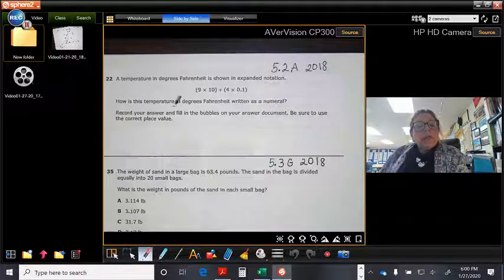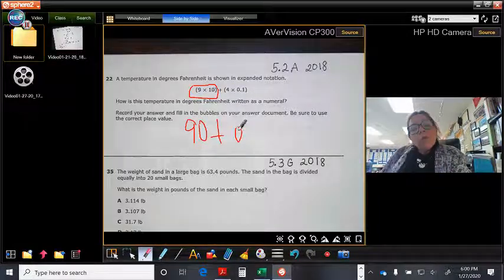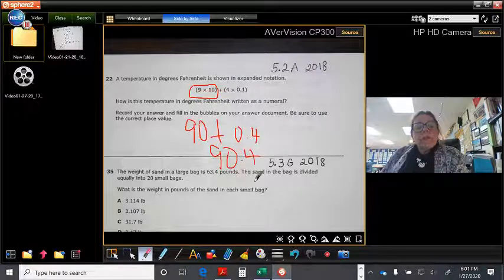And so I want to take a look. So we're going to multiply this here. We take our 9 times 10. And what's 9 times 10? That's 90. And then I'm going to add that to 4 times 1/10, which is equal to 4/10, and we add that together. What do you have total? That's absolutely right. So this is going to equal 90 and 4/10.